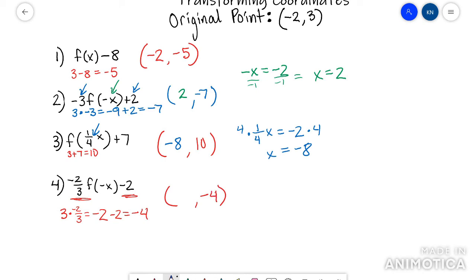And in terms of the x, it's another one where it's just a negative in there. So I'm just going to set -x equal to your original x of your coordinate, so -2. And then solve this. And that's how you transform coordinates.